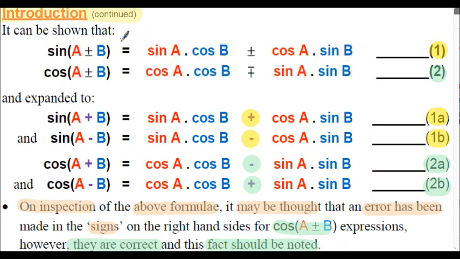So just note in formula 1 here, we have plus or minus on the left hand side and plus or minus between the terms on the right hand side. But in formula 2, we have plus or minus on the left hand side and a minus or plus on the right hand side. So just be aware of that formatting.